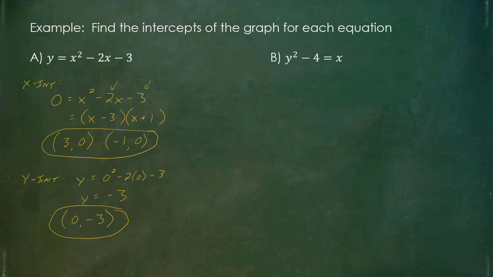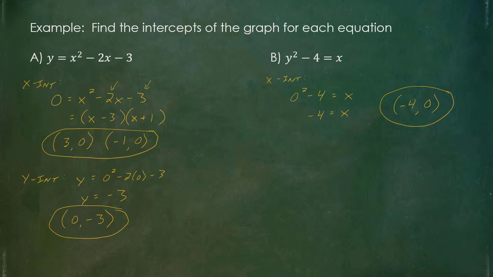Let's try one that's maybe not necessarily in this function format. With this one again, if I wanted to find the x-intercept to start, I plug in 0 for y. So that would be 0 squared minus 4 equaling x. 0 squared is 0, minus 4, that would be -4. So my x-intercept for this one would just be -4 comma 0.